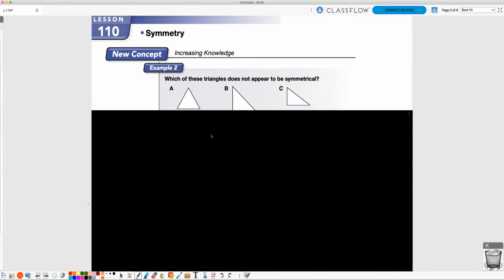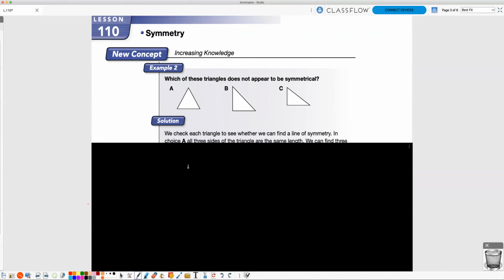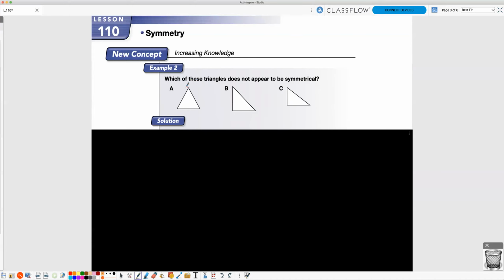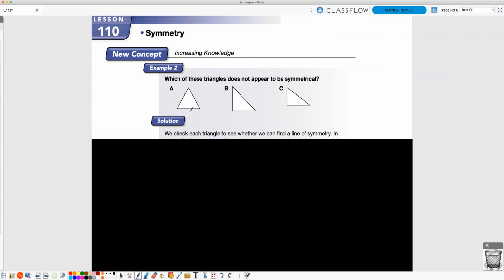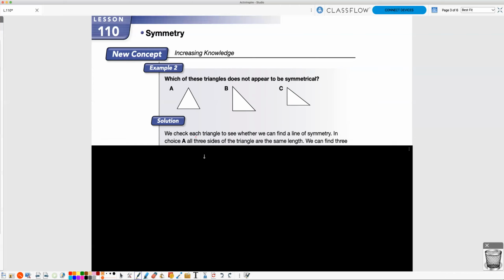Which of these two triangles does not appear to be symmetrical? So in triangle A, you can see that all the sides seem to be equal. Triangle B is a right triangle and it doesn't seem to have the same length of sides except for these two, so it'd be an isosceles triangle. This would be a scalene triangle that has all different sides. So if I was to guess, I would choose A.